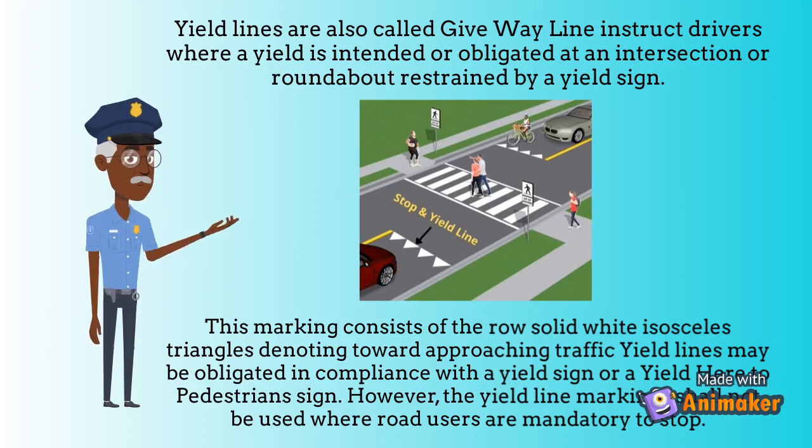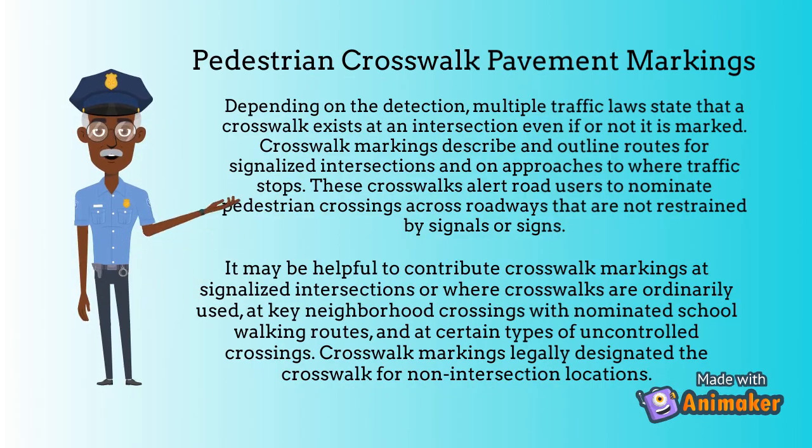Pedestrian crosswalk pavement markings. Depending on the jurisdiction, multiple traffic laws state that a crosswalk exists at an intersection whether or not it is marked. Crosswalk markings describe and outline routes for signalized intersections and on approaches to where traffic stops. These crosswalks alert road users to designated pedestrian crossings across roadways that are not restrained by signals or signs.